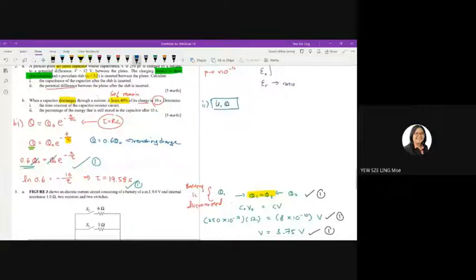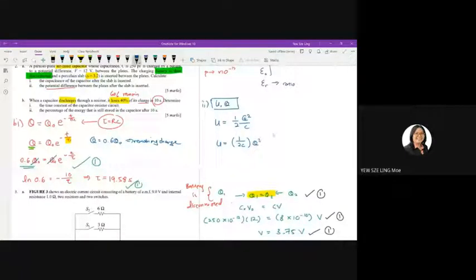So when it comes to these questions, the equation that we are going to use is U equals 1 over 2, Q squared over C. Now these equations, let us play with it a little bit. Let us rearrange it. So U is equal to, I'm going to put a bracket, 1 over 2C, Q squared.